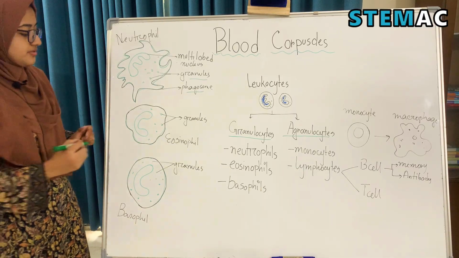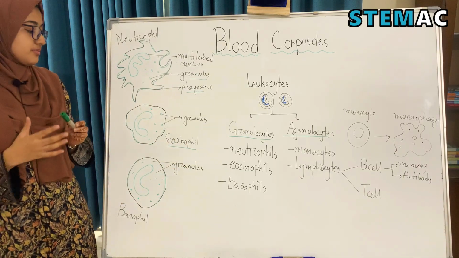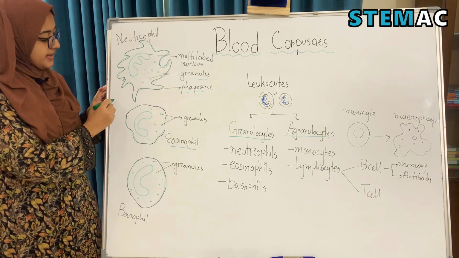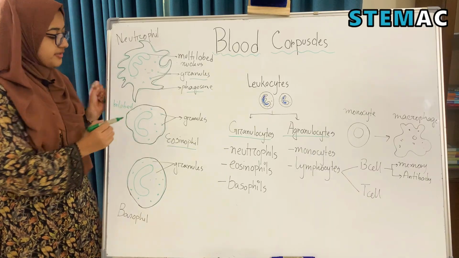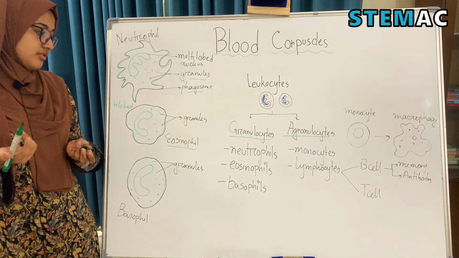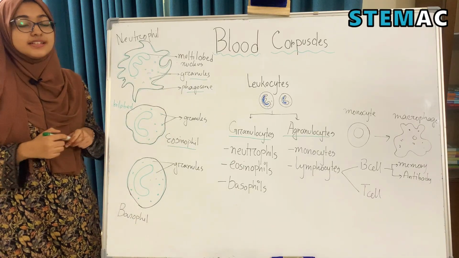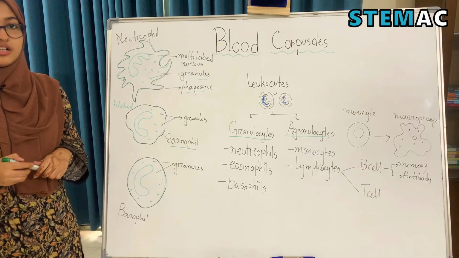Then we have eosinophil. Eosinophil has a bilobed nucleus. The neutrophil has a multilobed nucleus and this has a bilobed nucleus. As they are also granulocytes, they have granules in them. They basically help in the defense against parasitic organisms in our body.